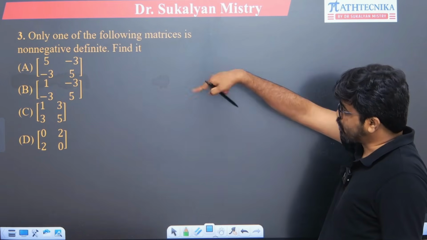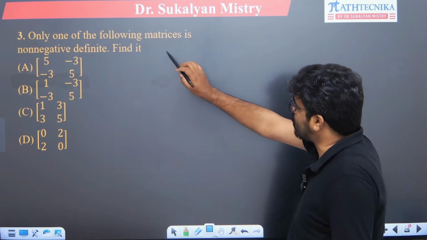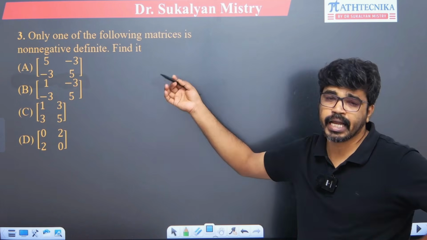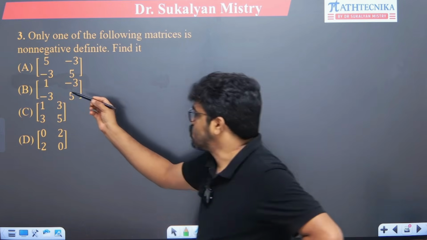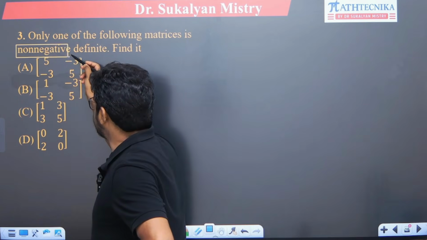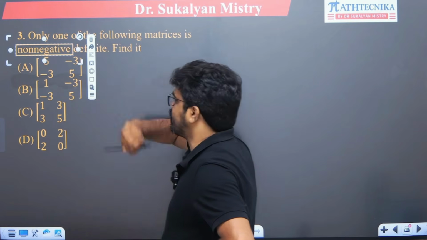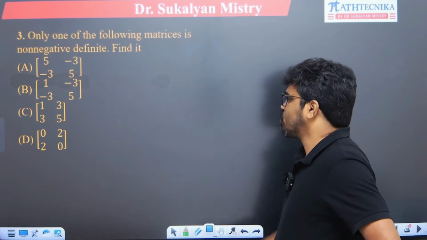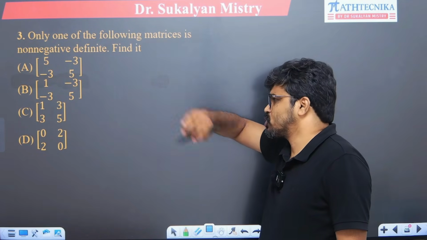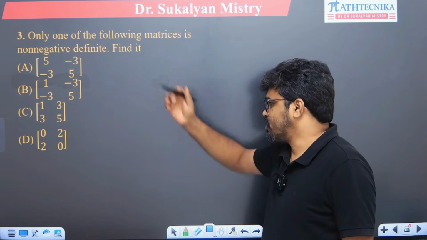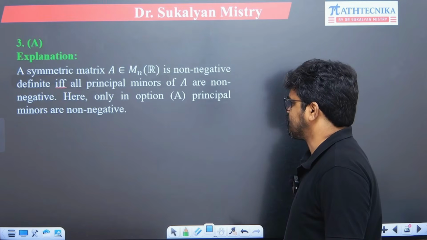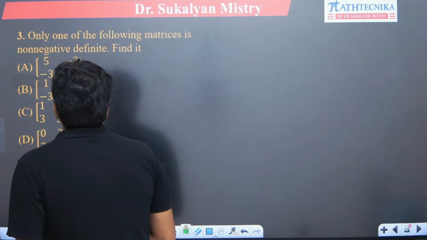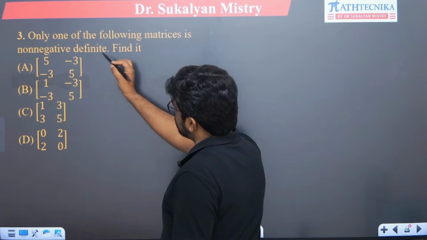In the same way you can solve this problem. Only one of the following matrices is non-negative definite. Non-negative definite, what does it mean? Non-negative definite, that means positive definite. Okay, so obviously you can solve by the minor method or find the eigenvalues and solve, okay? Okay, so first if we check this, we have to find the matrix which is positive definite.